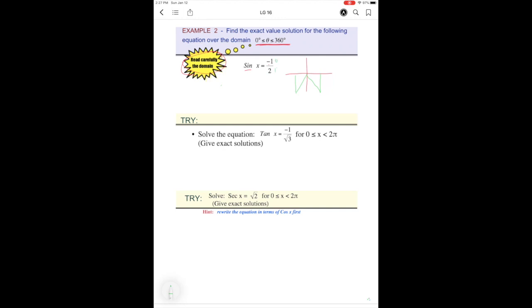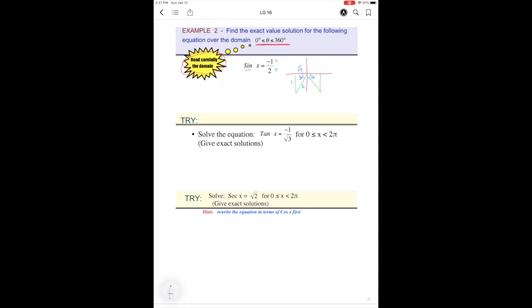Now we're going to label this O over H. All right, so the H is 2 and the opposite is 1. Remember, ignore negative signs. Negative signs just help you to locate quadrants, and that's it. Now we know that opposite 1 is going to be 30 degrees. So that's 30 and that's 30.